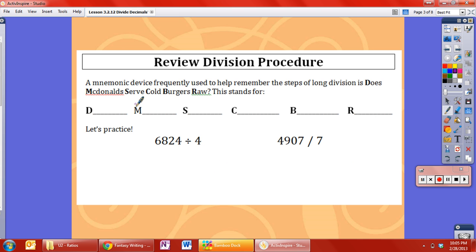So first, we're going to look at a mnemonic device for helping remember the steps for long division, which is, does McDonald's serve cold burgers raw? So what this stands for in math is divide, multiply, subtract, compare, bring down, and repeat.